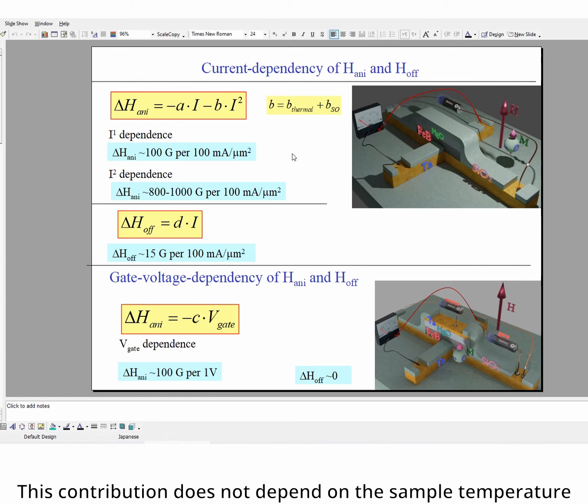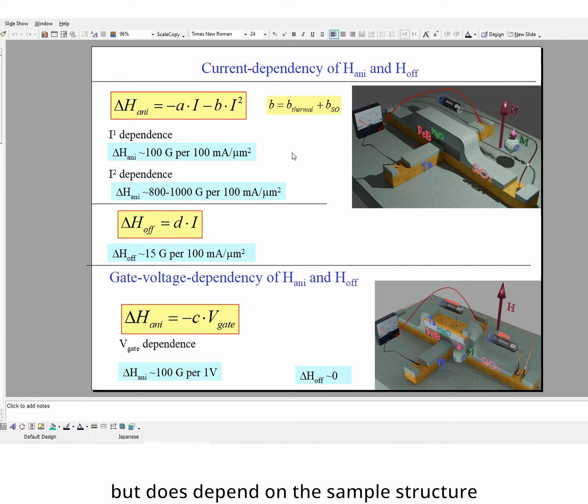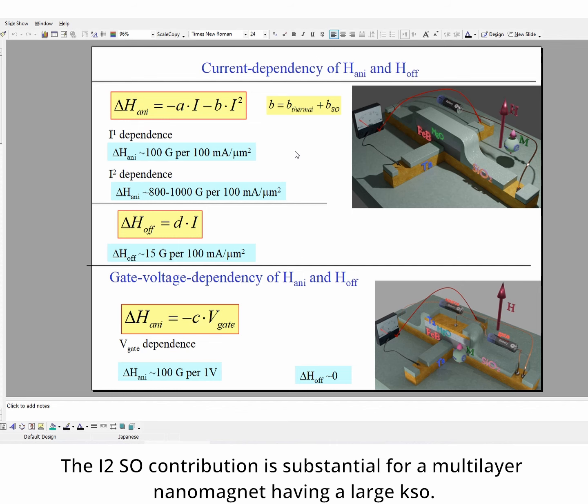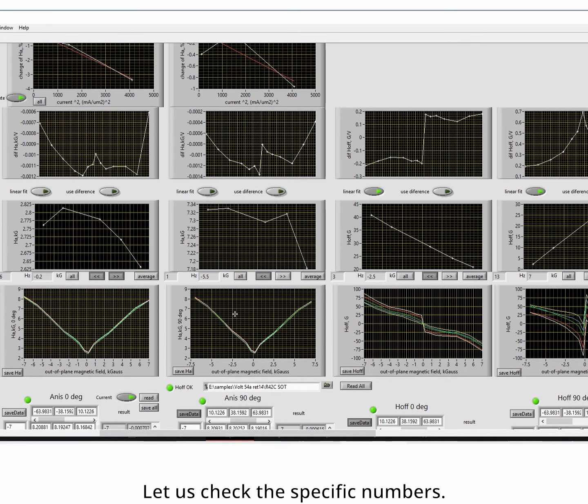This contribution does not depend on the sample temperature, but does depend on the sample structure, and specifically it depends substantially on the value of the coefficient of spin-orbit interaction in the nanomagnet. The current square spin-orbit contribution is substantial for a multilayer nanomagnet having a large coefficient of spin-orbit interaction. Let us check the specific numbers.